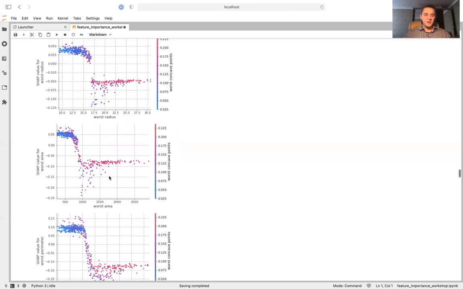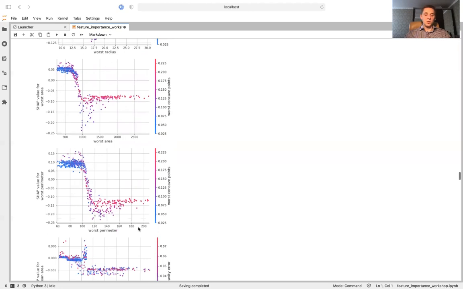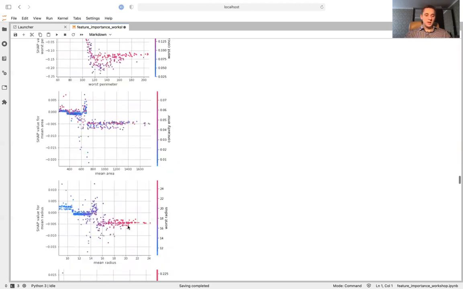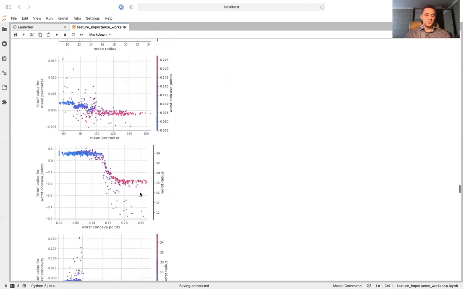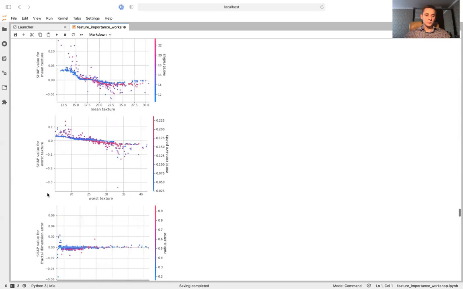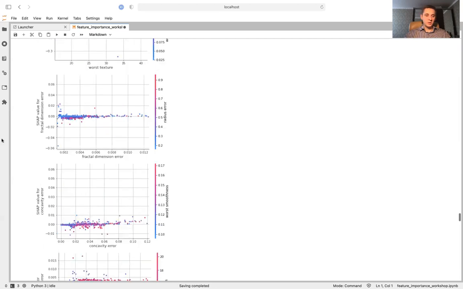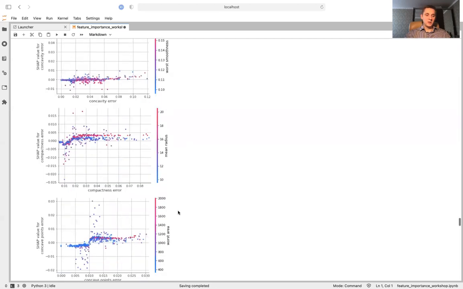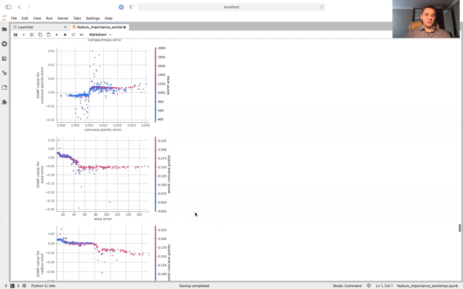What we can also see here is that lower worst area values also yield a higher prediction of class 1, as do worst perimeter, mean area, and mean radius. Here we can see nonlinear dependence for worst concave points, worst texture, cavity error, smoothness error, area error.